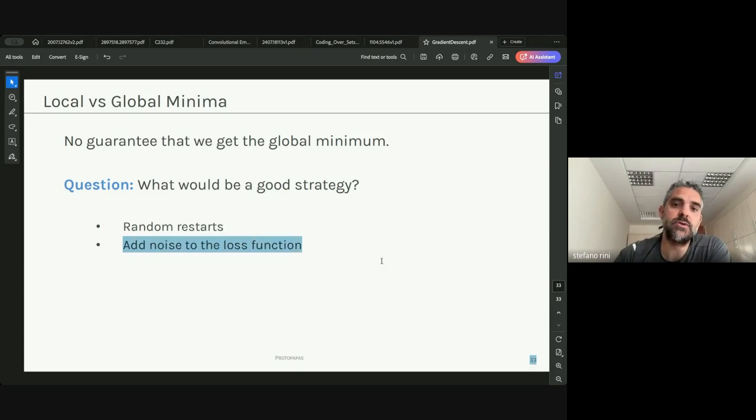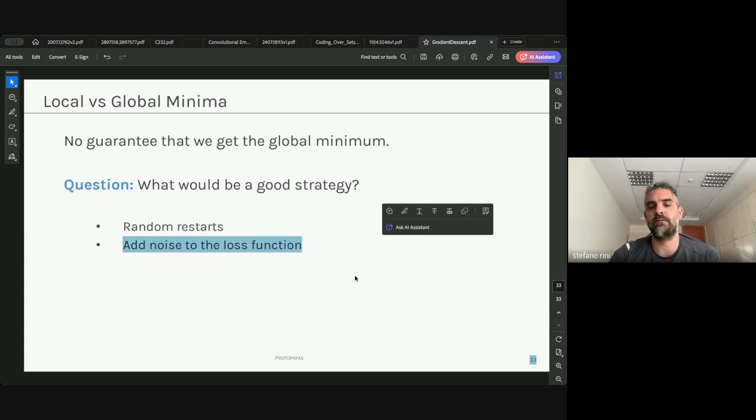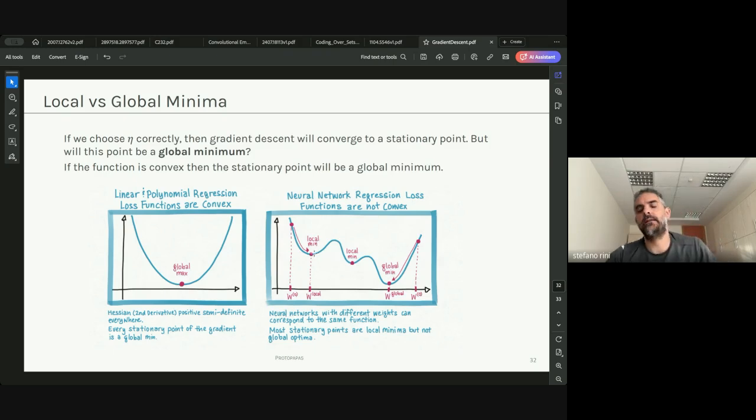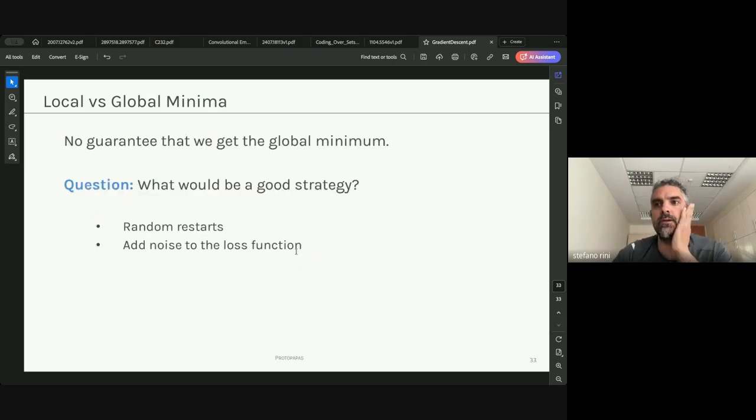And something that you can do is that you can perturb your loss function. So the evaluation of the loss function gets perturbed by noise, so that you can imagine that if you get stuck in a local minimum here, then by adding noise, you are pushing your computation to go beyond the current minimum. Okay? Good.